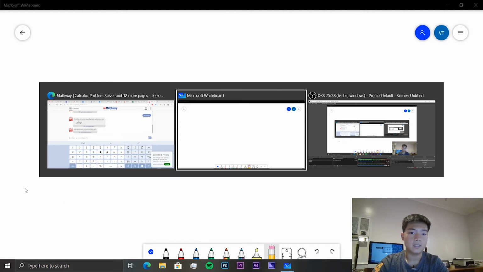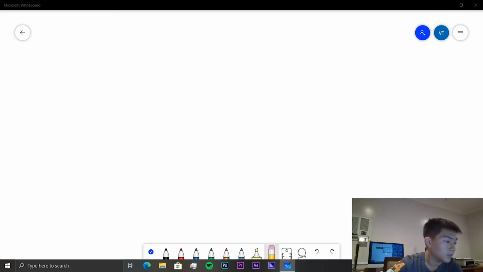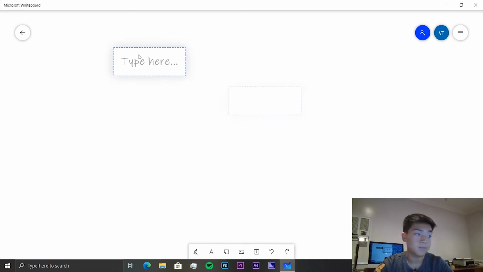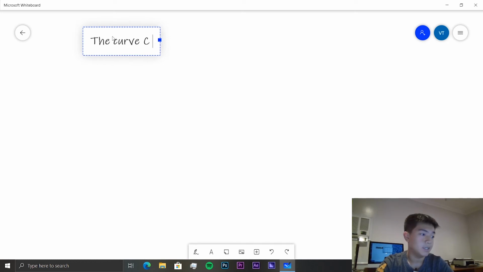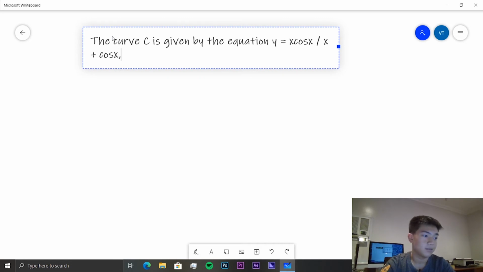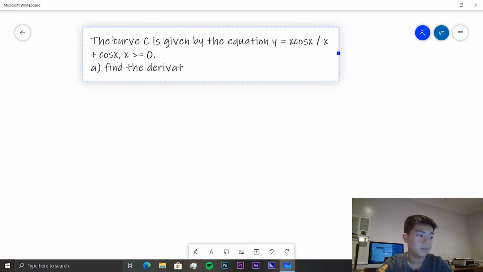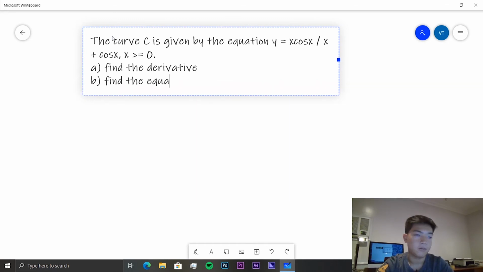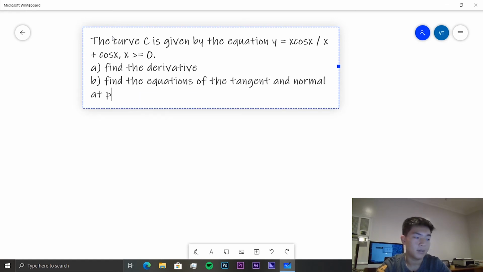And the next question is, where is my book? It's the final question actually. So we have the curve C given by the equation y is equal to x cosine x over x plus cosine x, where x is greater than or equal to 0. Find the derivative and find the equations of the tangent and normal at the point pi over 2, 0.